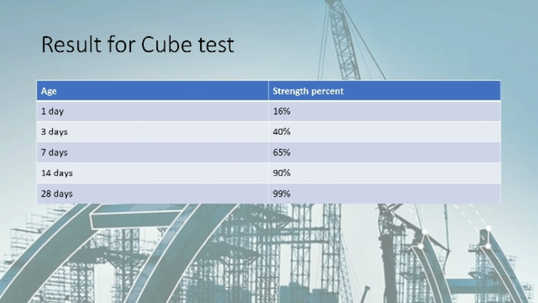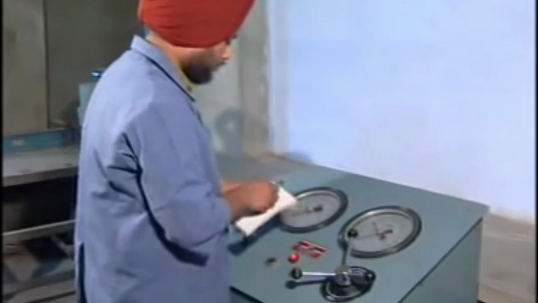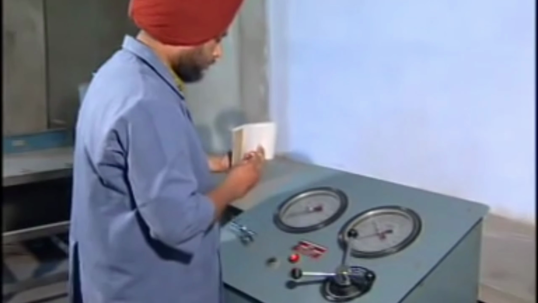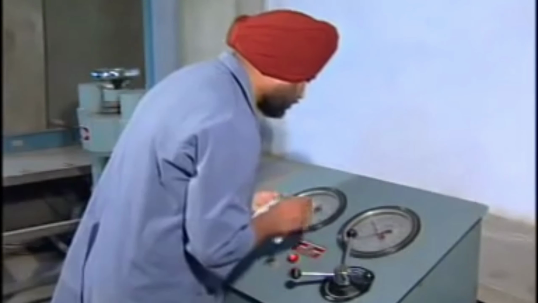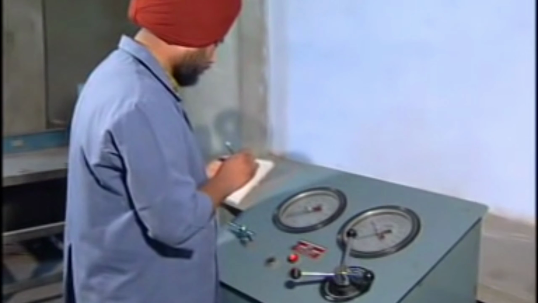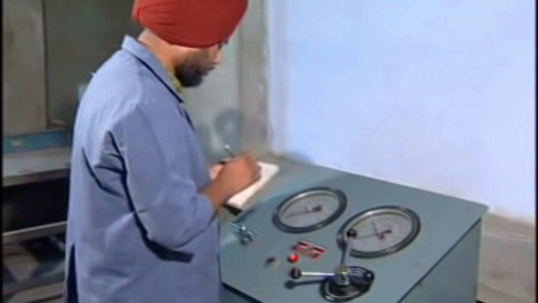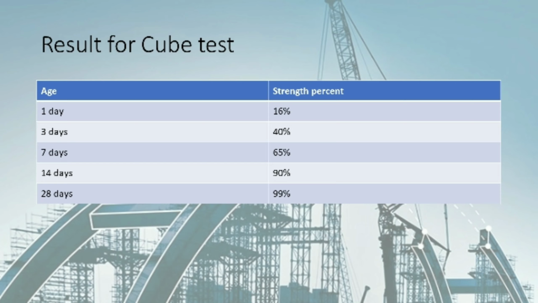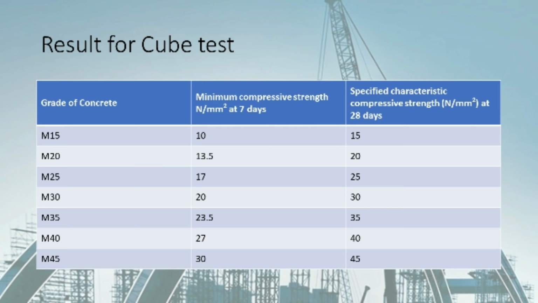The compressive strength achieved by concrete at 7 days is about 65%, at 14 days about 90%, and at 28 days about 99% of the target strength. For the result, according to the table, this is the difference between the amount of minimum compressive strength at 7 days and 28 days following the grade of concrete.